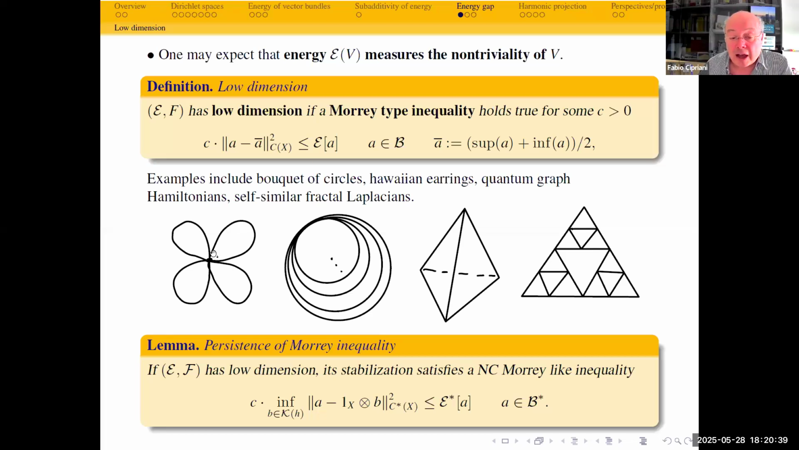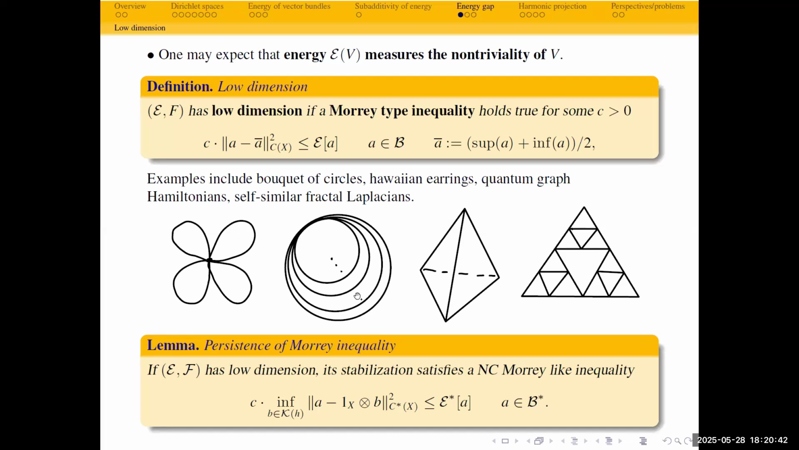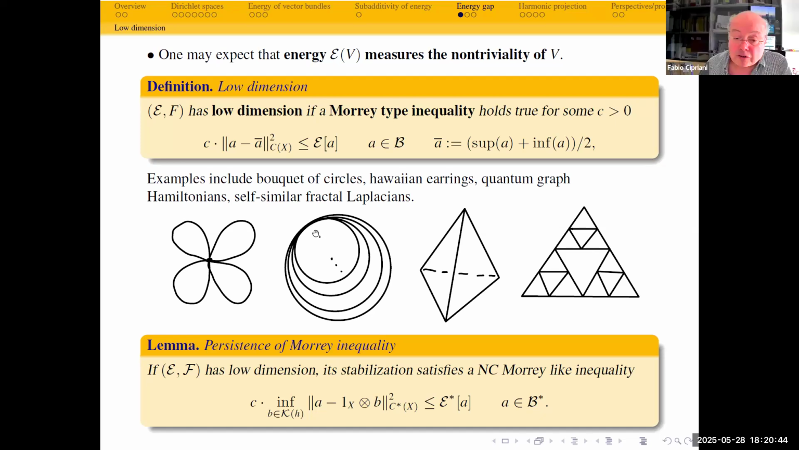For example, a bouquet of circles, or also an infinite bouquet of circles, also called the Hawaiian earrings. Also in the case of quantum graphs, so one-dimensional CW complexes, if you want. And also for a large class of fractals, all the fractals which are PCF in the sense of Kigami and others, for example, the famous Sierpinski gasket, this inequality is true.